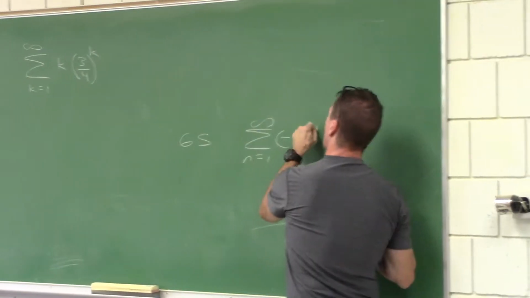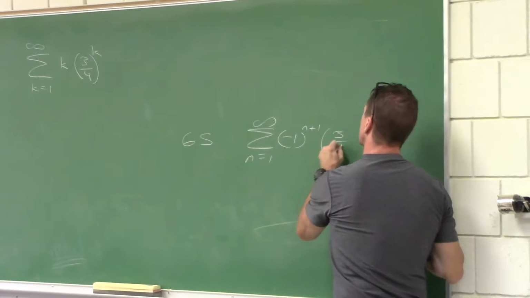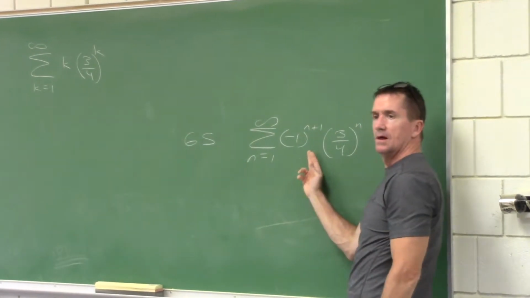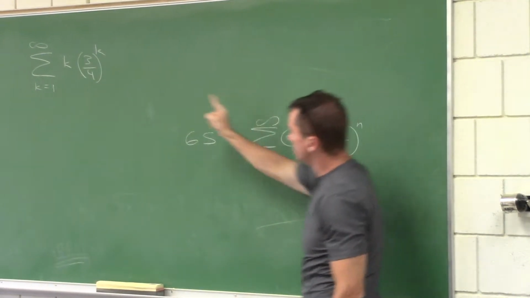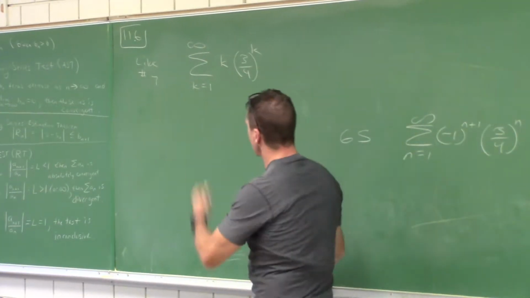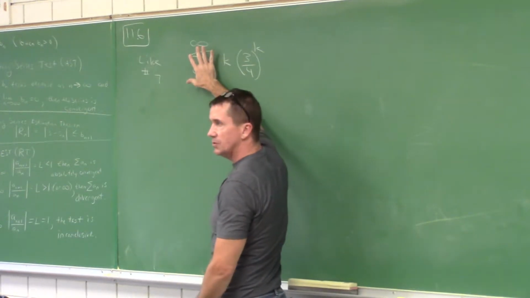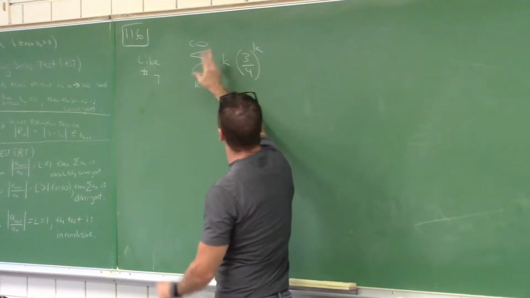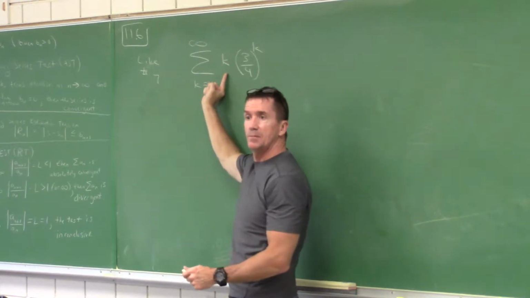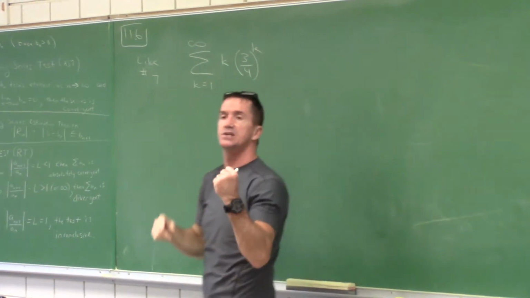-1 to the n plus 1, 3/4 to the n. Sure? Everything is exponential. But you include this other n or another k, it's not geometric. Well, let's try the ratio test, because does anybody know how to integrate this? If you're trying, I'll do integral tests, right? And you got a mixture of an exponential with a monomial. Does that make sense? Great test to use.